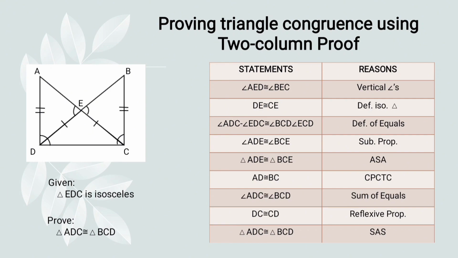So this one, ADC. We all know that this is an isosceles triangle. And then prove triangle ADC is congruent to triangle BCD. So this one, ADC and BCD. Our first statement here is angle AED is congruent to angle BEC. Our reason for that is vertical angles, since they intersect each other.